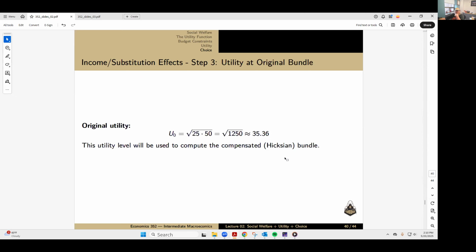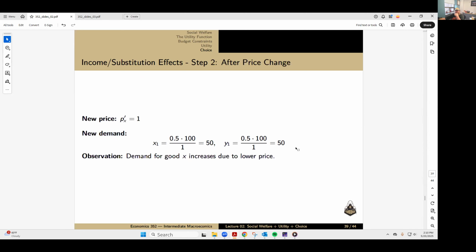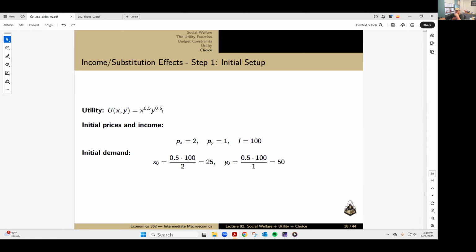So I have some examples here in the slides that I want you to take a look at that walk you through this. Here's the initial setup. Here's that utility function we had before. Here's an initial budget constraint. When you do the math, you get an optimal bundle of X to be 25 and an optimal bundle of Y to be 50. So 50 units of Y, 25 units of X, initially.